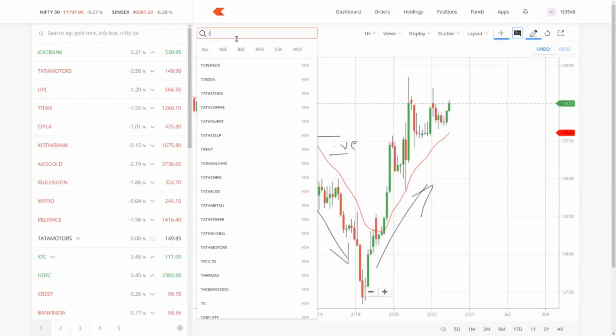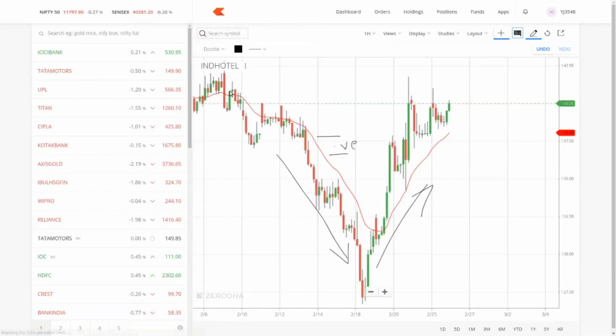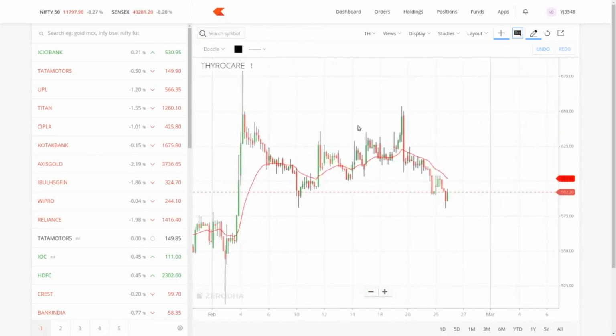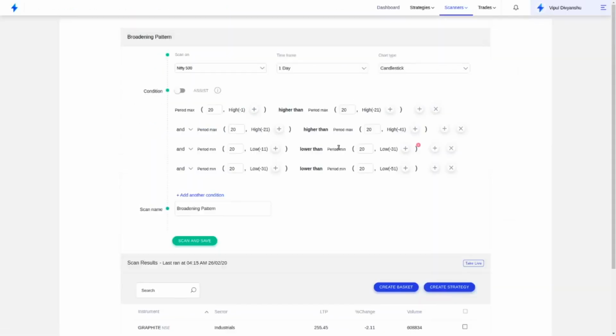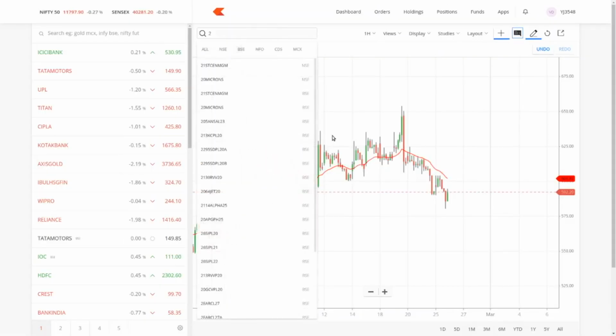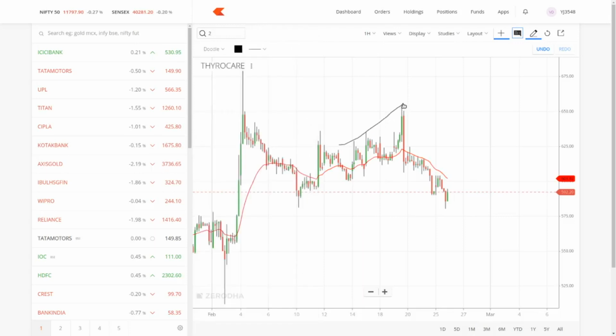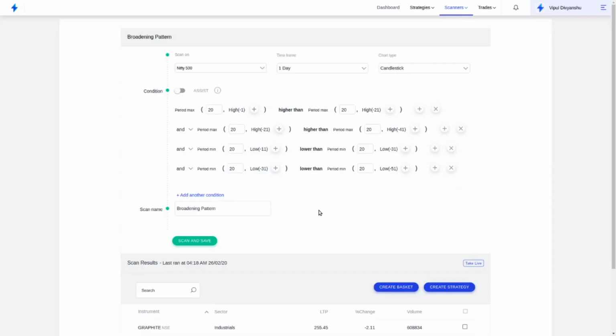So let's just start with Thyrocare. Let's look at this. This is why it has been identified. If you look at the days we have been scanning for 20 candles, the highs that have been forming are higher, and the lows that have formed are lower, like this, right? So this indicates that a broadening is happening like this. Okay, so this is how a broadening pattern can be created, where you are identifying higher highs being formed and lower lows being formed.